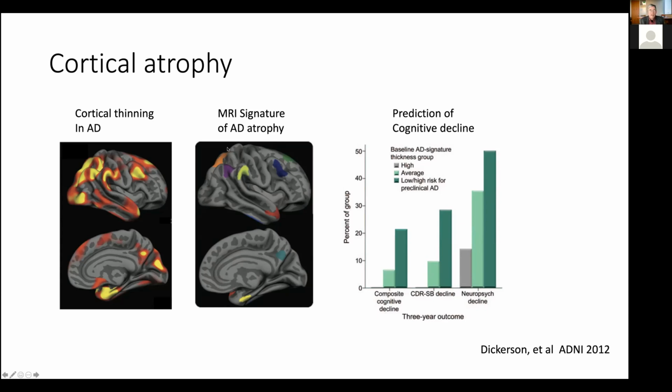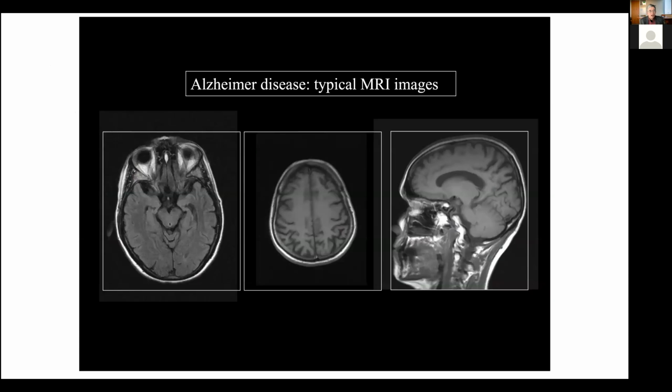The problem is that this isn't all that sensitive at the individual level. It really works at the group level. So here's a typical MR image in an Alzheimer's disease patient. And now that I've sensitized you to the pattern that you should expect to see, here it is. Here's the medial temporal atrophy, and here's the lateral and medial parietal atrophy, so characteristic of Alzheimer's disease.